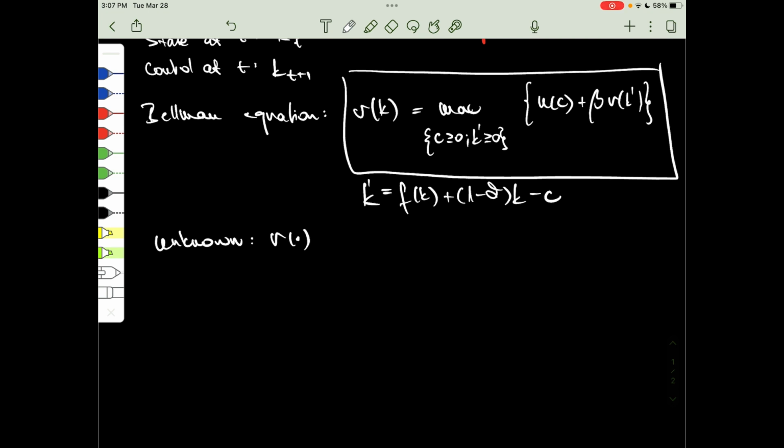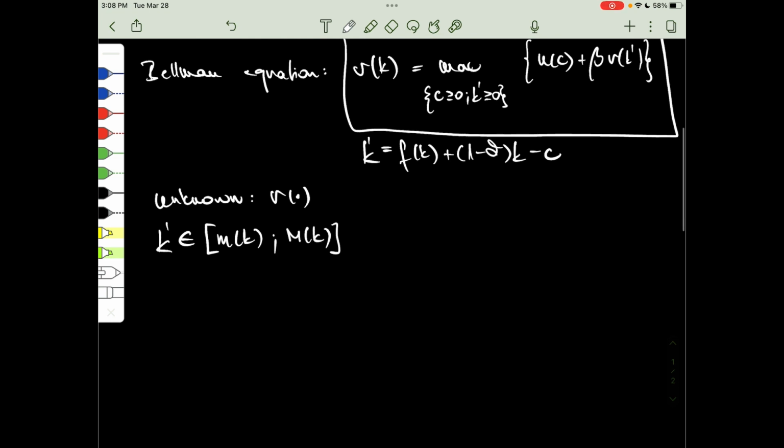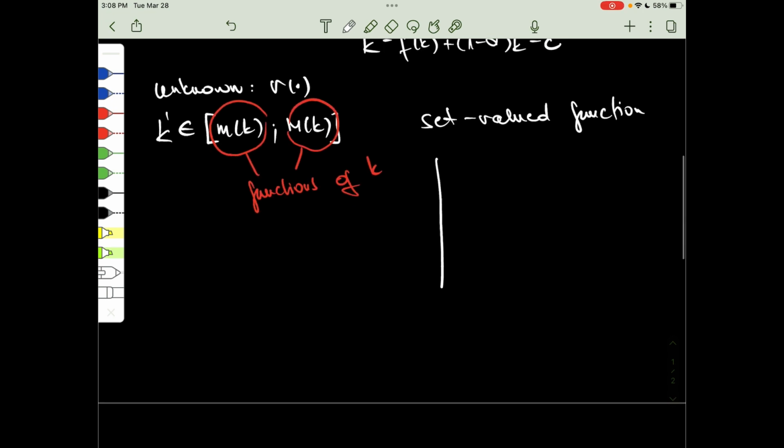How can we get to the graph of this feasibility set? We can assume that there is a closed interval on which the control variable moves. So there is a lower bound and there is an upper bound, and you can see both bounds are defined by functions. Both functions are functions of k. So this is the way we use the term set valued function. So just a sketch.